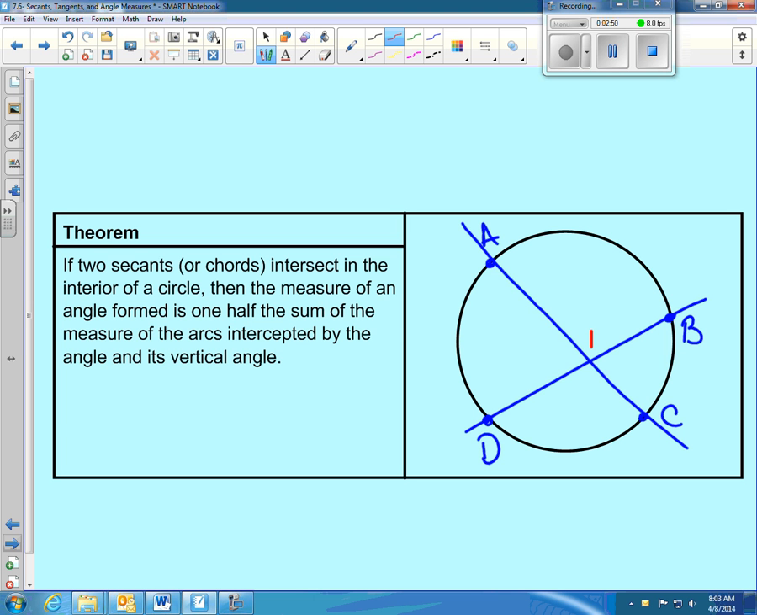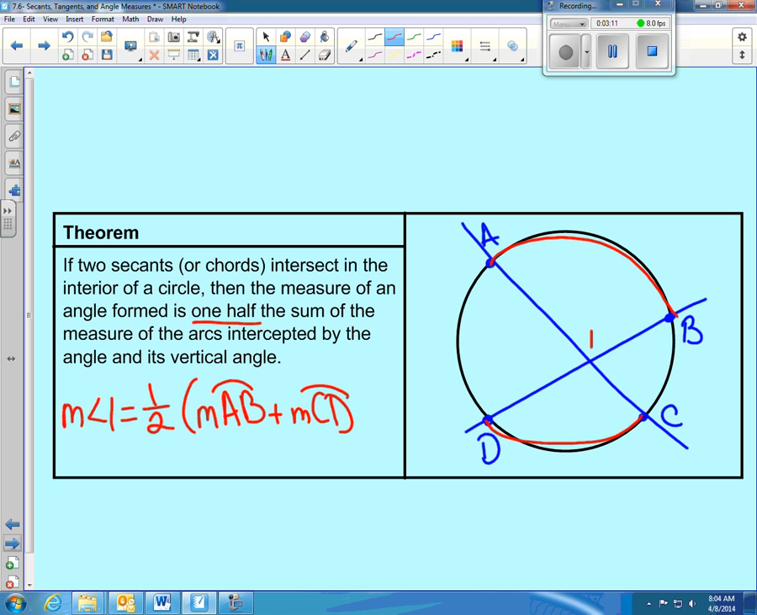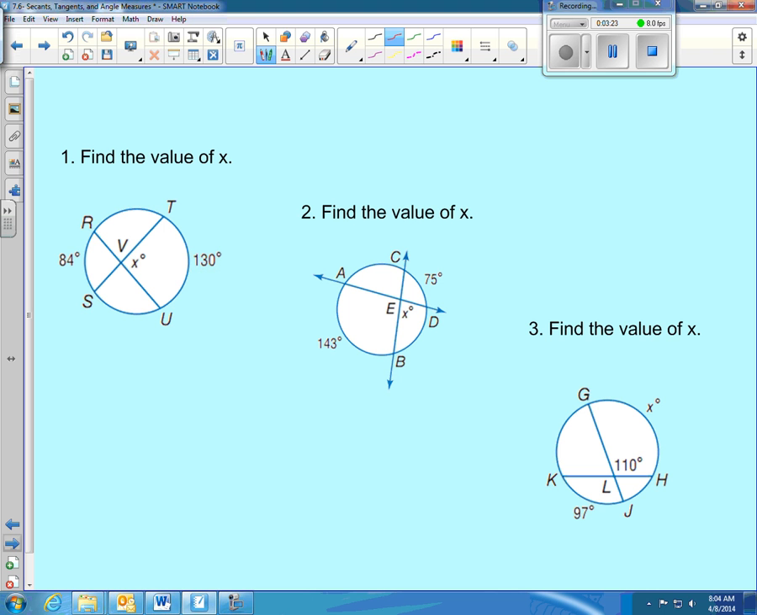So the measure of angle 1 is equal to 1/2 the sum, so that means we're going to add the measure of arc AB, so that's this arc, plus the measure of arc CD. So it's the two arcs that are across from each other, and then that angle. If we add those two arcs and divide them by 2, that's going to find us the measure of that angle. Let's use this idea on these problems here.